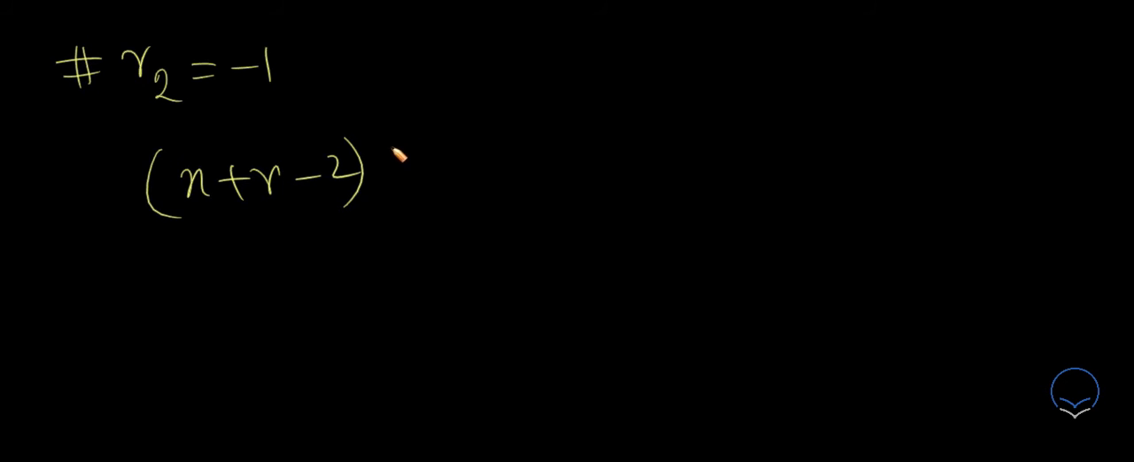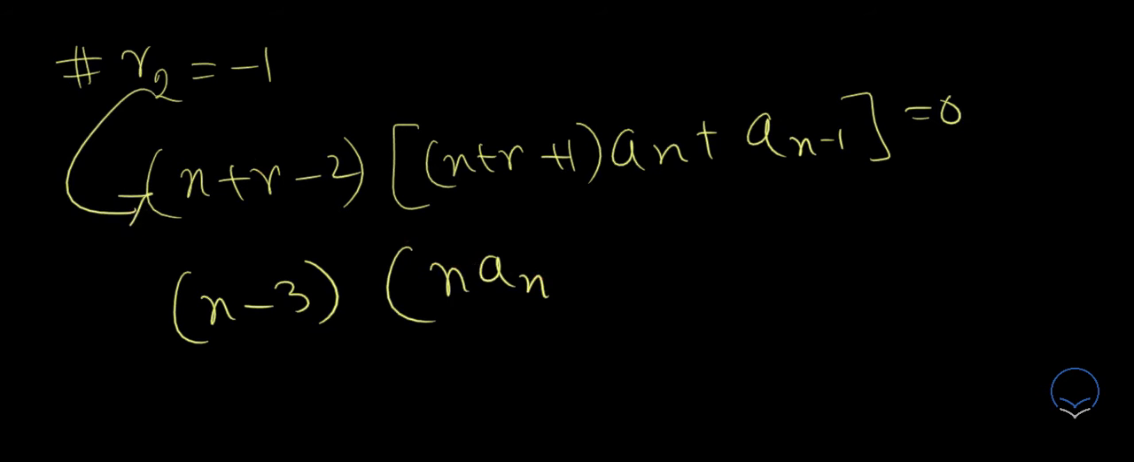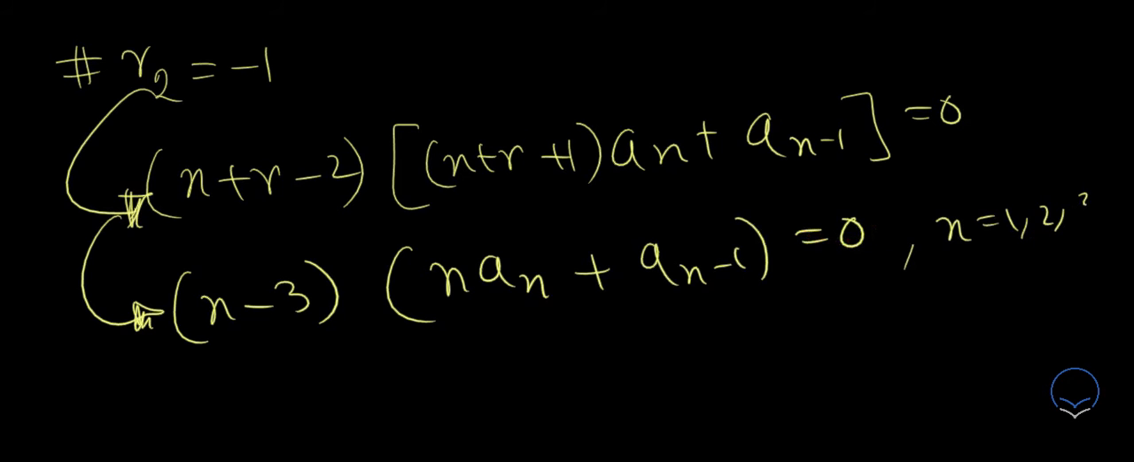So this will mean that n plus r plus 1 a of n plus a of n minus 1 is 0, right? But if you put r2 equal to minus 1 over here, what you will end up having is n minus 3 times n into a n. So this is just putting the value over here, and that's the result on the second line. So you will have n a of n plus a of n minus 1 equals 0 for n equal to 1, 2, 3 and so on.